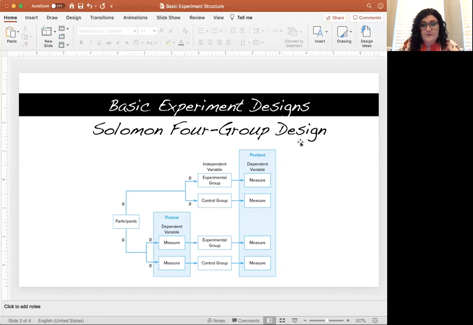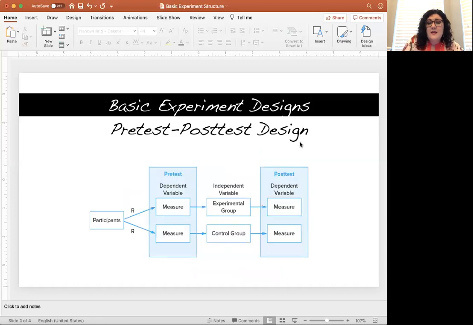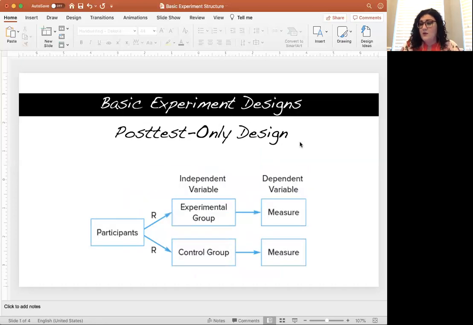Sounds reasonable, right? So if you did a basic post-test only design, you would take all of the participants, you would randomly assign them to 2 different groups. One group would have the education, one group would not, and then you would measure their anxiety levels afterwards to see whose anxiety levels were higher, if they were significantly different.